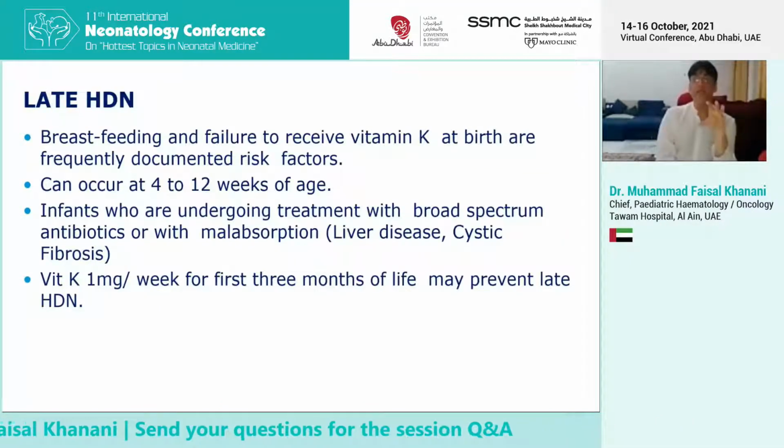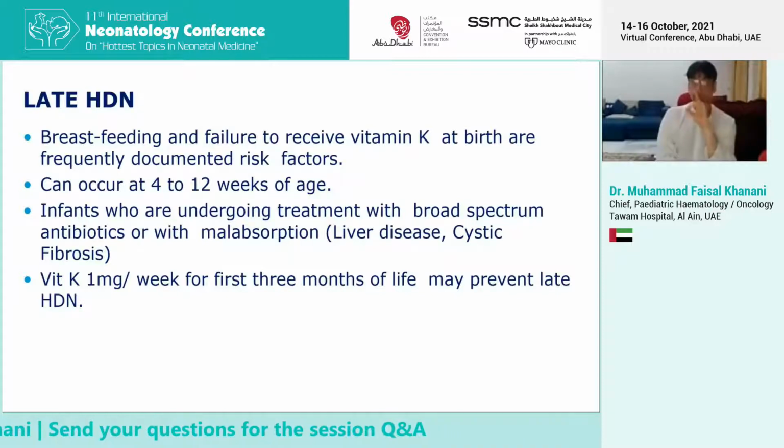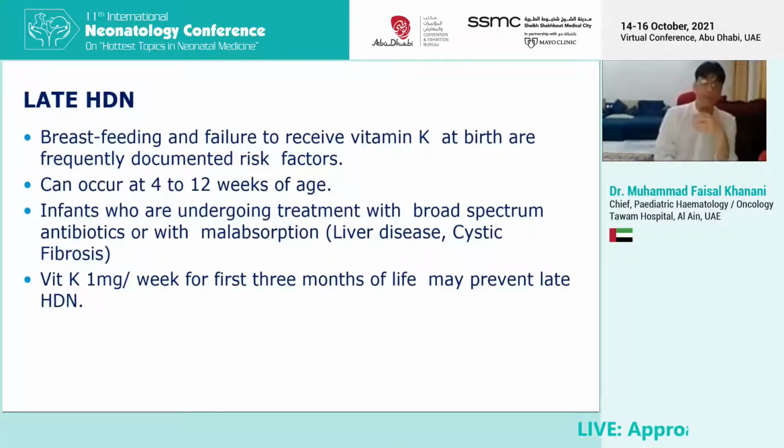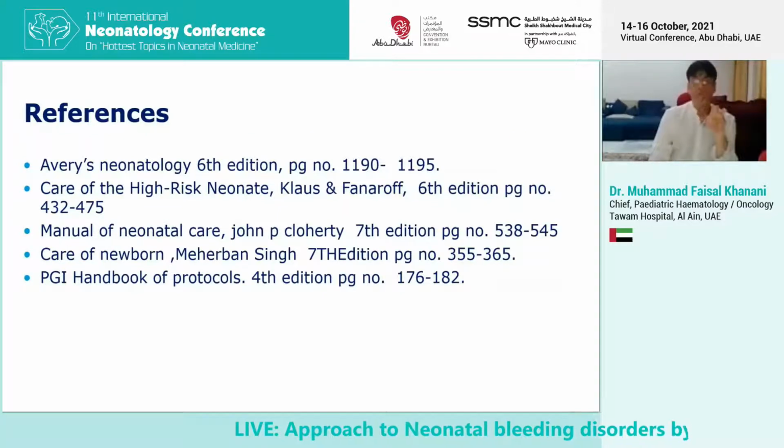In the late form, exclusive breastfeeding and failure to receive vitamin K are frequently documented risk factors, and it can occur in weeks 4 to 12. It is also common if infants are on antibiotics or have malabsorption, liver disease or cystic fibrosis. Weekly vitamin K for the first 3 months of life may prevent late hemorrhagic disease of the newborn. So these are my references.